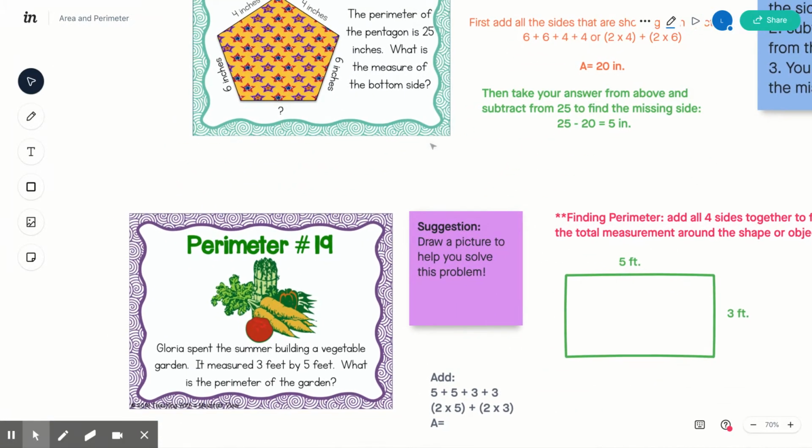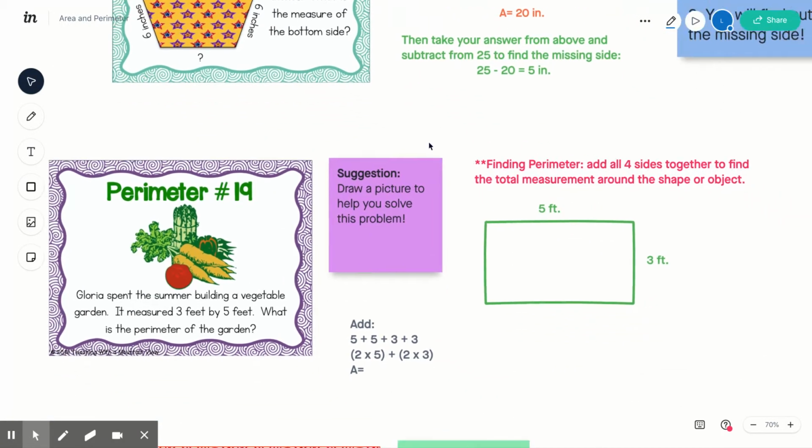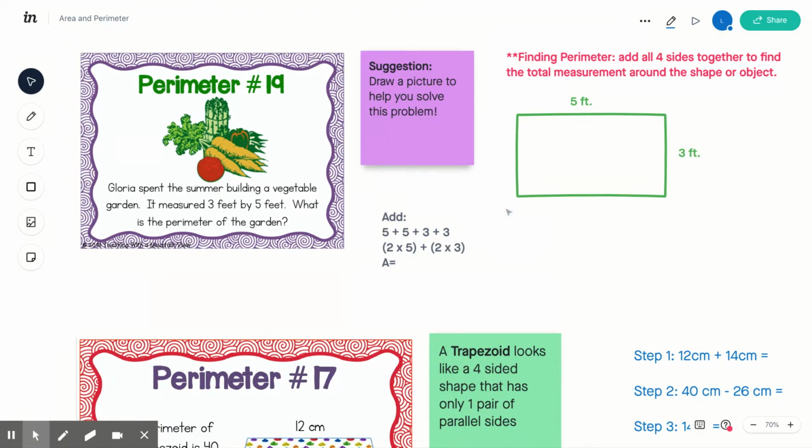So now we're going to get into another kind. This is another pretty straightforward one as well. This one says, Gloria spent the summer building a vegetable garden. It measured 3 feet by 5 feet. What is the perimeter of the garden? So my suggestion for this question is draw a picture to help you solve the problem. That always helps us figure out the mathematical procedure that has to be used.